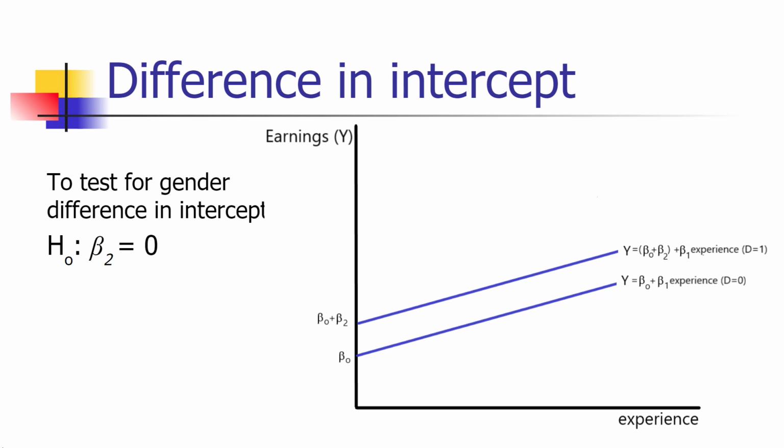And when we estimate this equation for the entire sample, the way we test for a gender difference in the intercept is just by testing the null hypothesis that beta 2 equals 0. If we can reject that null hypothesis, that tells us there's a statistically significant difference between male and female earnings. Or more precisely, the male intercept for the earnings equation is significantly different than the female intercept.